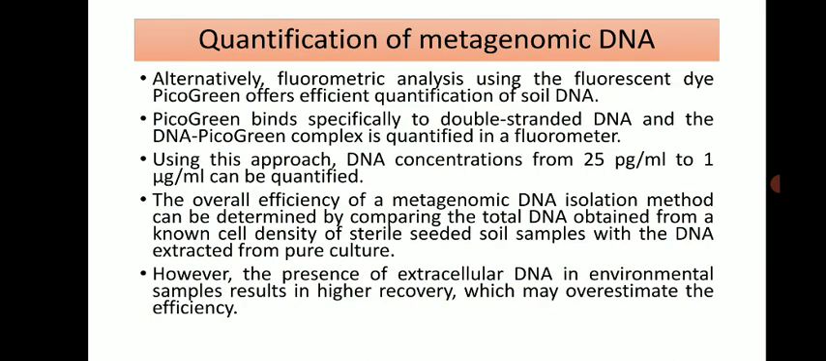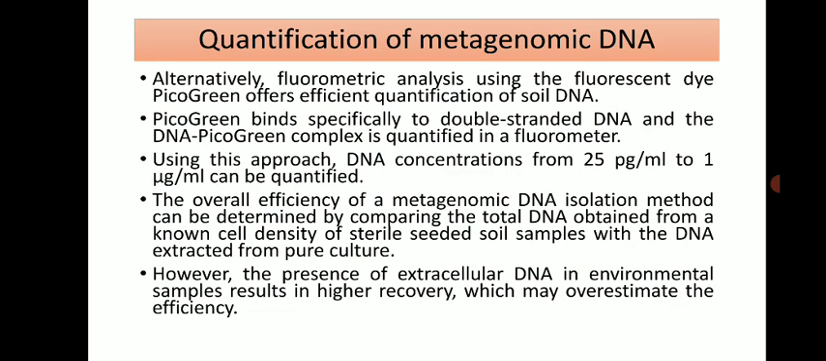Alternatively, fluorometric analysis is used, which is carried out using a fluorescent dye, PicoGreen, and it offers accurate quantification of soil DNA. PicoGreen binds specifically to double stranded DNA, and the DNA PicoGreen complex is quantified by a fluorometer. Using this approach, DNA concentration from 25 picogram per ml to 1 microgram per ml can be quantified. So this is again a very sensitive method. The dye specifically combines with DNA, and after combining, fluorescence measured by the fluorometer is used, and we can quantify the amount of DNA.